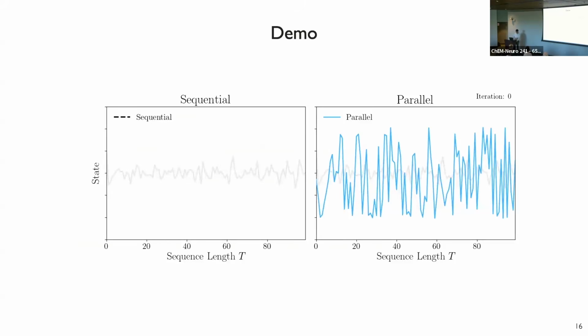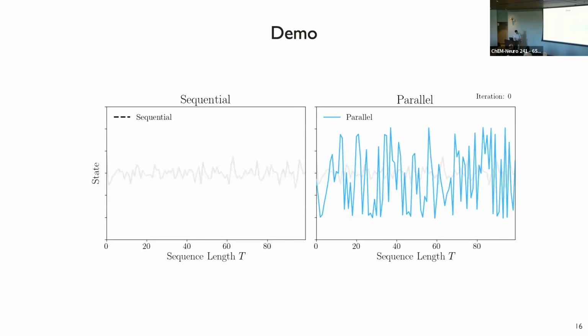So let's get started. Just to ram this home, here's a demonstration where we are going to parallelize a state space model of a sequence length. The gray trace is what the true sequential rollout will be. That's the target. And on the left plot, when I hit play, we'll see the true sequential approach slowly roll out step by step.